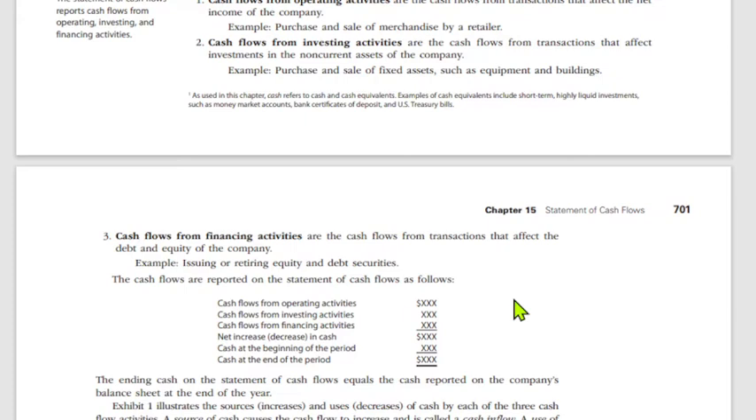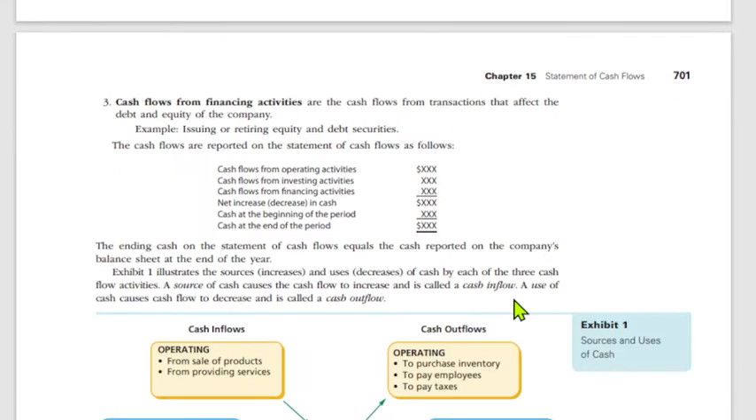So, the basic logic is that we add the cash flows from operating activities, cash flows from investing, cash flows from financing, and then we have our net increase or decrease in cash. It will depend kung net increase or decrease yan. Okay? Then, we have to add the cash at the beginning of the period so as to get the cash at the end of the period. Okay. The ending cash on the statement of cash flows equals the cash reported on the statement of financial position. So dapat tally yan.